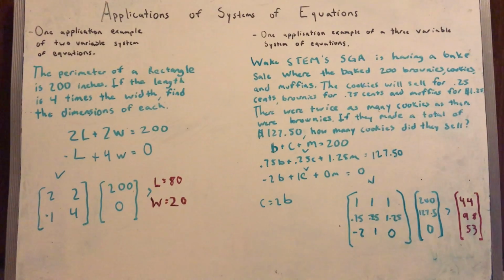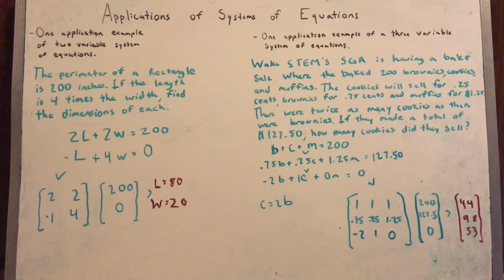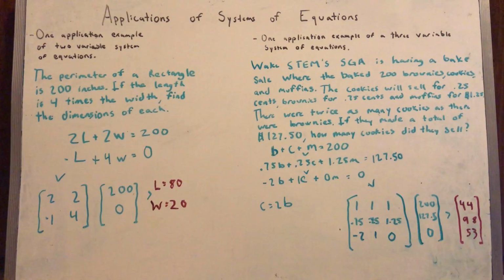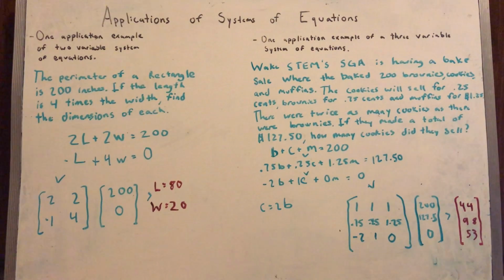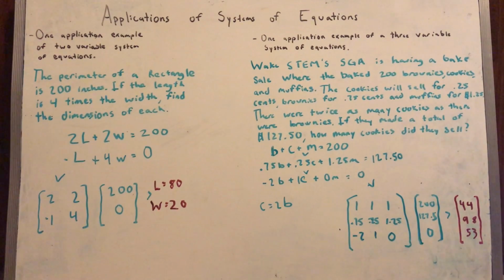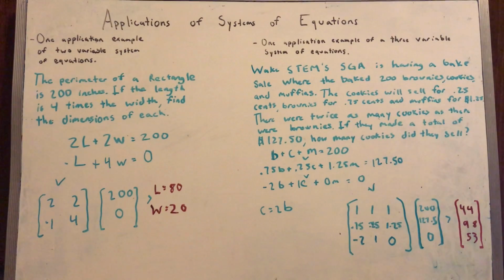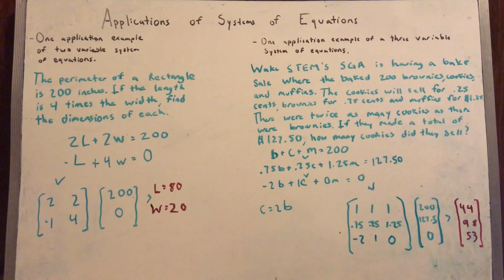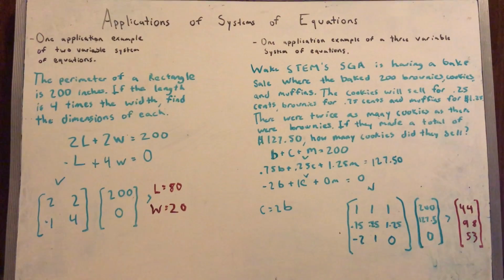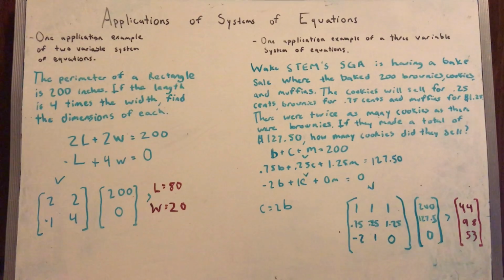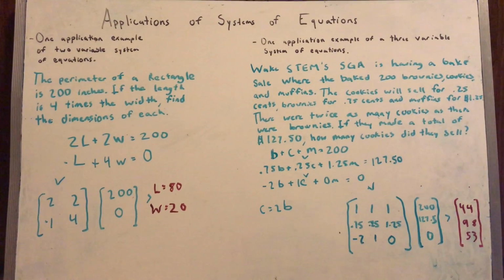Today I'm showing you how to do applications of systems of equations, and I'm gonna be doing two examples. One application example of a two variable system of equations, and one application example of a three variable system of equations. So the first question is, the perimeter of a rectangle is 200 inches. If the length is 4 times the width, find the dimensions of each.